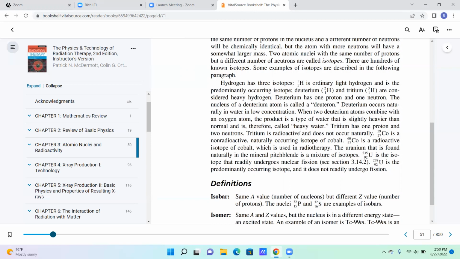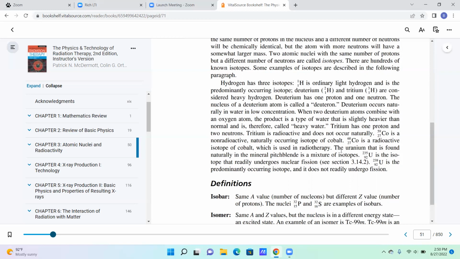Deuterium occurs naturally in water in low concentration, and when 2 deuterium atoms combine with an oxygen atom, the product is a type of water that is slightly heavier than normal. It's called heavy water. Tritium has 1 proton and 2 neutrons. It's radioactive and does not occur naturally.